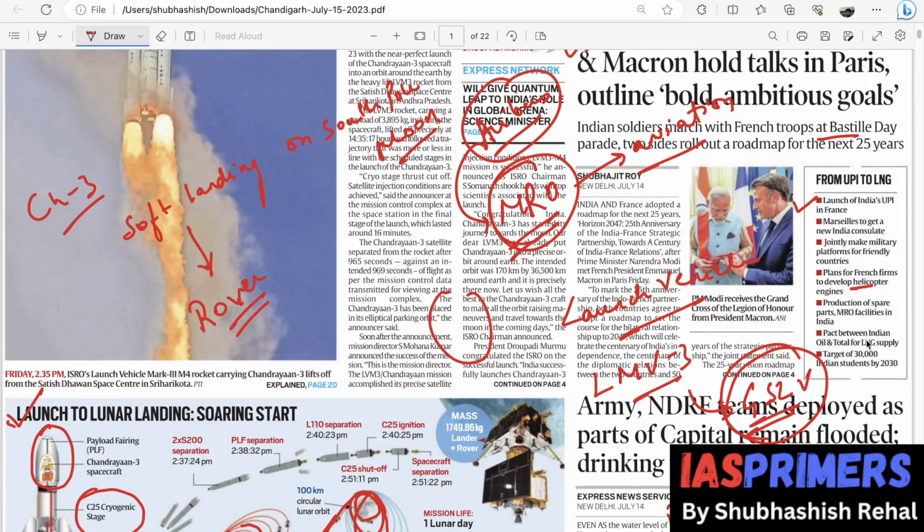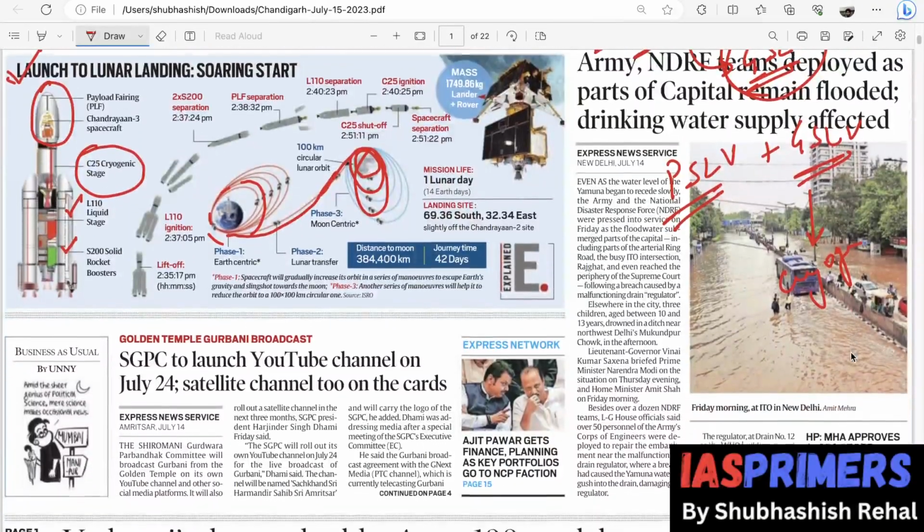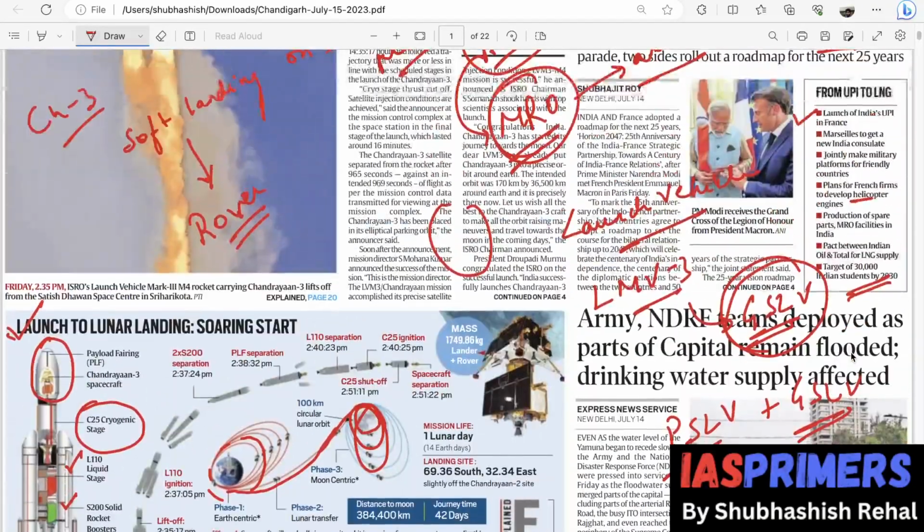MRO facilities in India. Pact between Indian Oil and Total for LNG supply. And student exchanges, Indian students visiting France, French students coming to India, all that. Okay, so this was about France. This was about Chandrayaan 3.